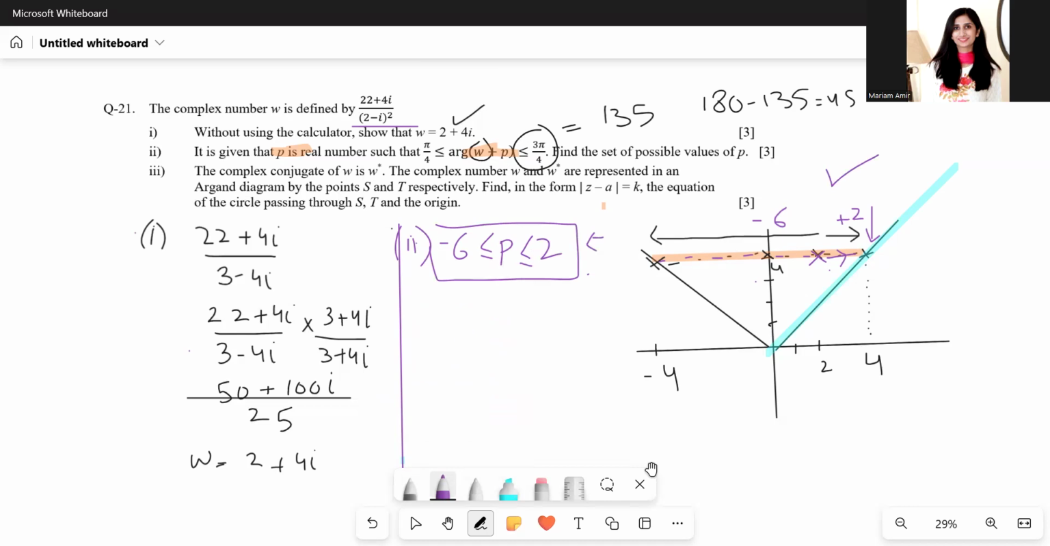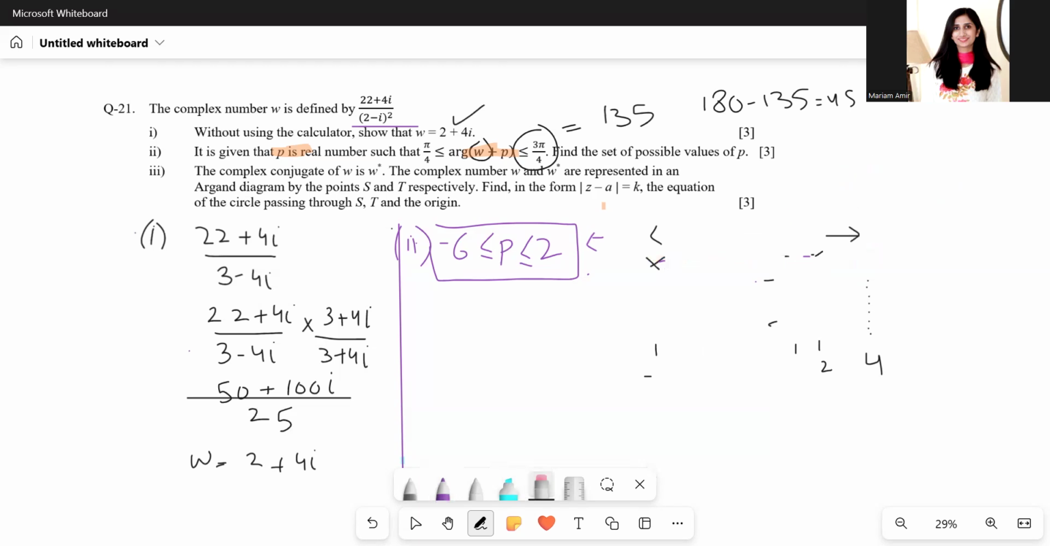Part 3, the complex conjugate of w is w conjugate, w star. The complex number w and w star are represented in an Argand diagram by the points S and T respectively. Let's draw that.